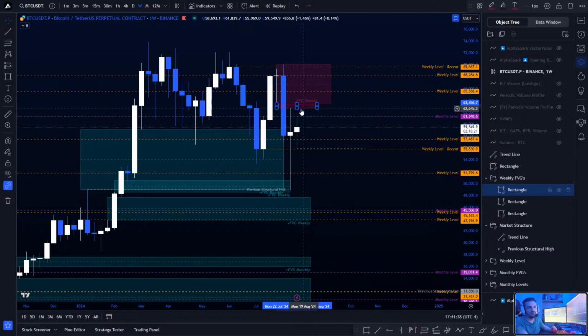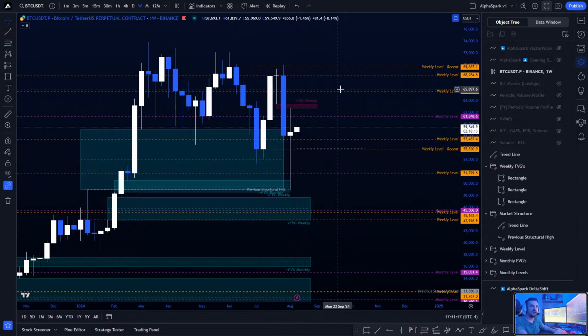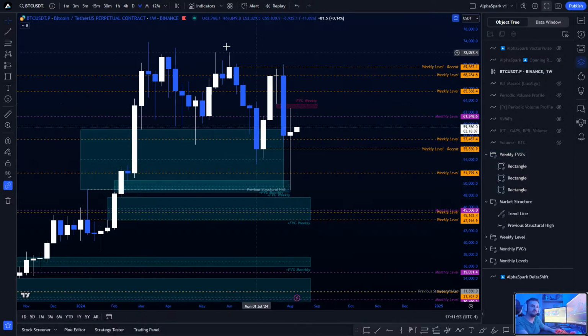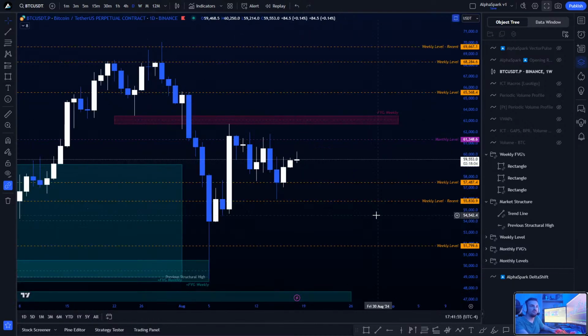From the moment that happens onwards, we have to reassess the price action, see how bullish it is, if we are getting the reactions we want to get, and so on. Okay, so moving on to the daily.